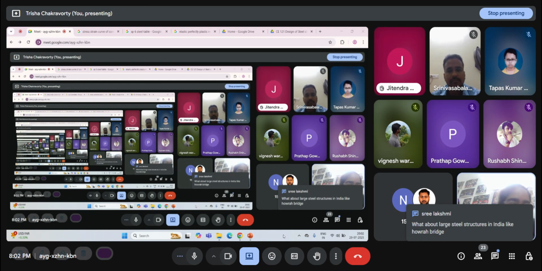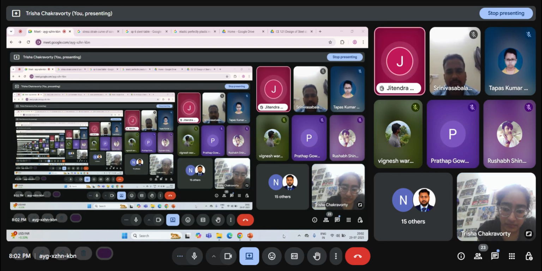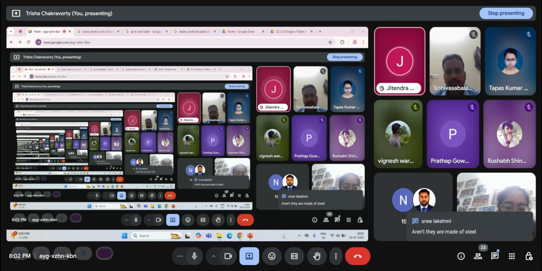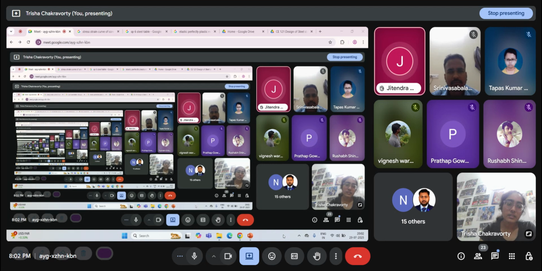Please repeat what your question is, Jitendra. Ma'am, when I check the assignments, there is a question like: what is the pitch of the bolt, or what is the grade of the bolt? It is regarding the IS code, IS 800. So do I have to read all of that IS code first to answer those questions?